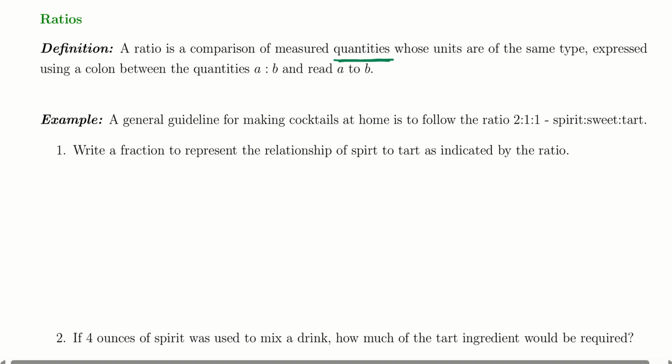For example, a general guideline for making cocktails at home is to follow the ratio 2 to 1 to 1 for spirit to sweet to tart ingredients. Let's write a fraction to represent the relationship of spirit to tart as indicated by the ratio. So first, I'm going to write the spirit to tart is what I'm looking for. So that's the first and the third parts of our ratio. So writing that as a ratio, 2 to 1 is our ratio for spirit to tart.